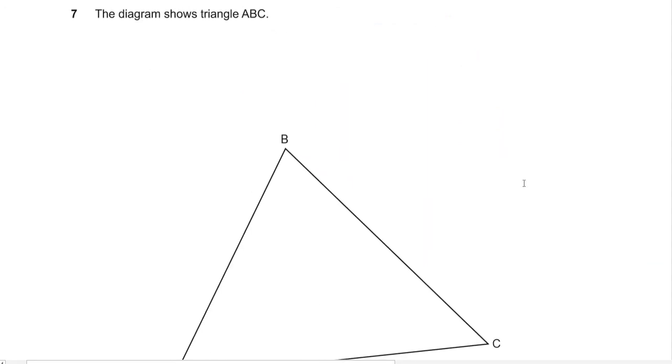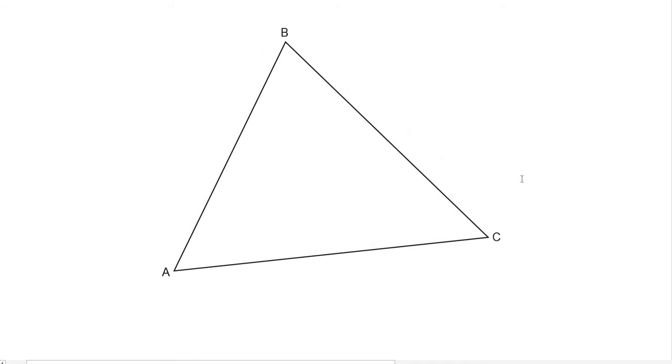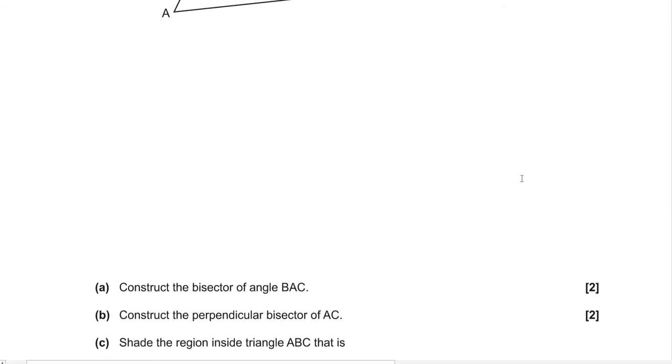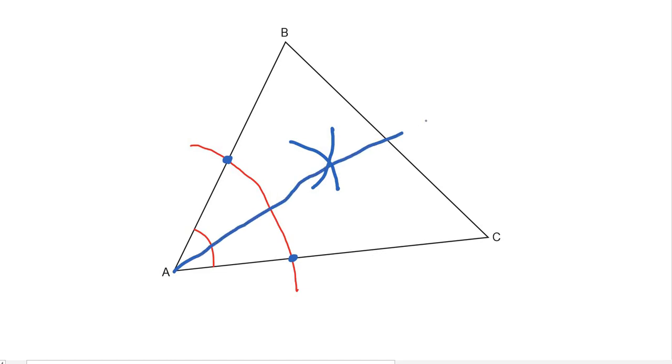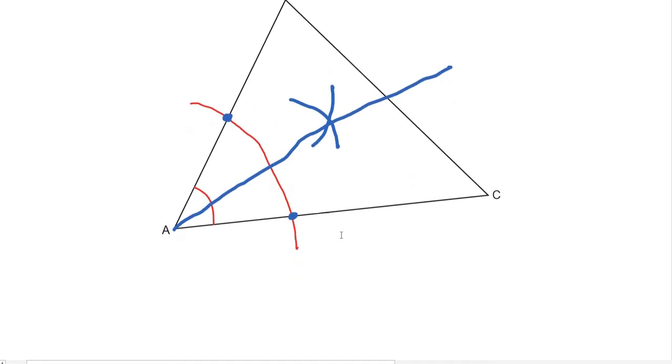Okay, great. Right, the diagram shows triangle ABC. Construct the bisector of angle BAC. Well, this is angle BAC here. So we want to find the line that cuts that angle in half. Now, I don't have a compass, but you should use a compass to draw an arc something like this. Then you place your compass on these 2 points of the same length, and you'll get one arc looking like this and one looking like this. Then you draw a straight line through this point. I know that's not very straight, but you get the idea. Okay, so that's our angle bisector.